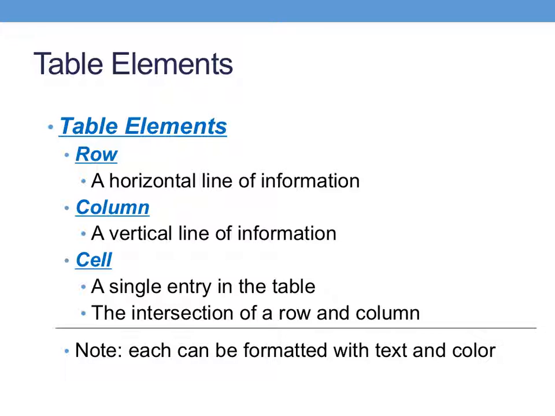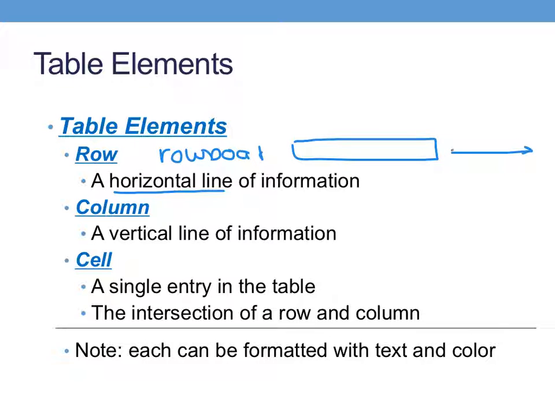So a couple of key vocabulary words to be aware of when dealing with table elements. The first is that a row is a horizontal line of information. How I remember this is I say, okay, a rowboat is horizontally long so that it can fit people in there. So it's horizontally long, and as a result, a row is a horizontal chunk of information in a table.